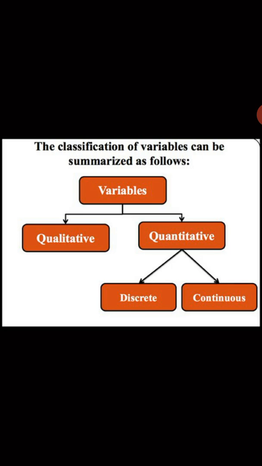In quantitative variables, again you have two types: discrete and continuous. You can only have whole numbers in discrete variables. When a variable can take any number like time or distance, then it is called as continuous data.